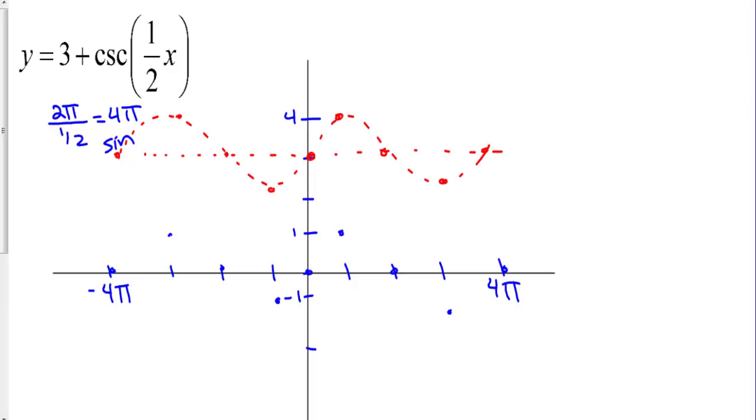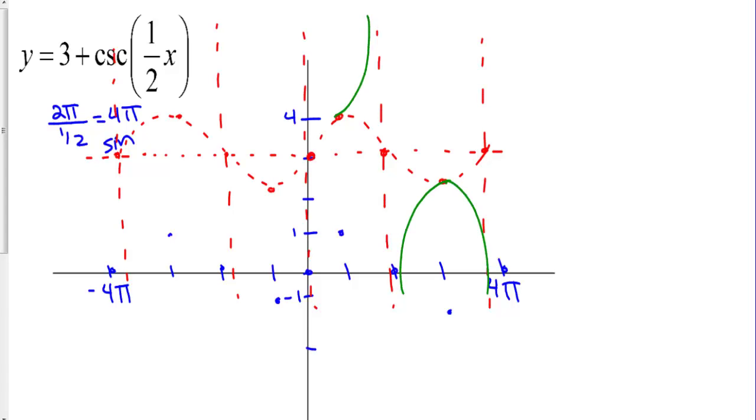And now anywhere this graph is hitting the midline, we have a vertical asymptote. So here, here, and here. And now the actual graph is we just turn this graph upside down in between the asymptotes.